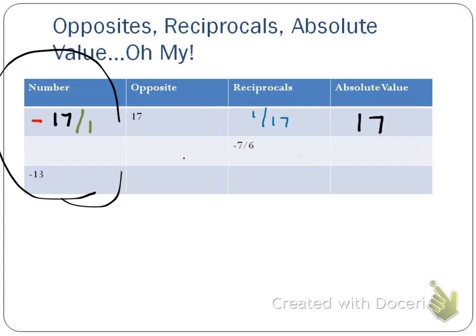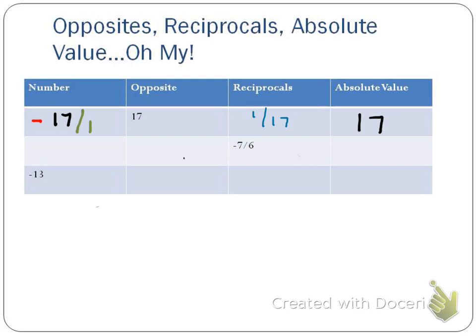So on our first one, our opposite is 17. So we need to change the sign to get back to our original number. So we have negative 17. Now I put it over 1 because if you have a whole number as your number, then you need to put it over 1 so that we can flip it for the reciprocal. So the reciprocal is 1 over 17.